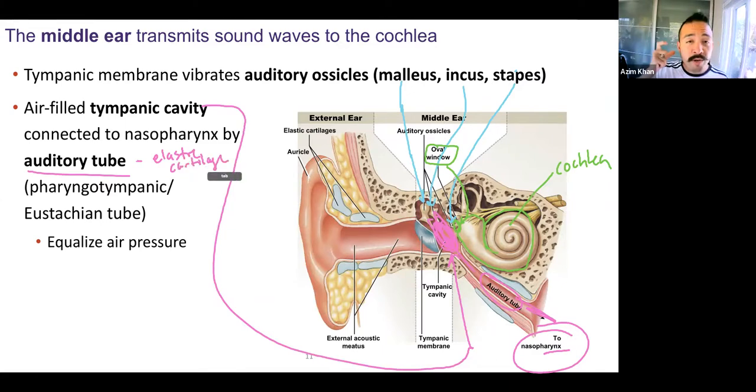The purpose, why do we connect it to our throat, our pharynx, is because we want to equalize air pressure. If we want the tympanic membrane and the auditory ossicles to vibrate, if we want them to move, they need air pressure to be equalized. Otherwise, if you trap too much air, then there's no room for the bones to move. They won't vibrate. It's why if you have a lot of nasal congestion or if you have an ear infection, your hearing is affected.